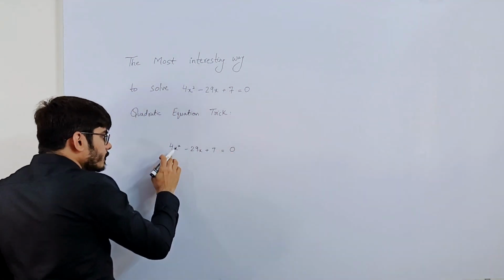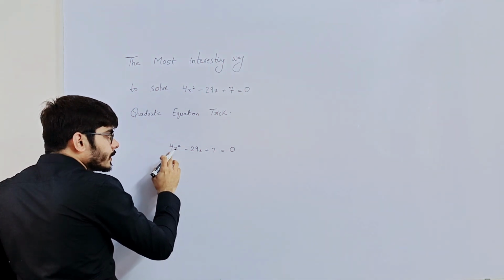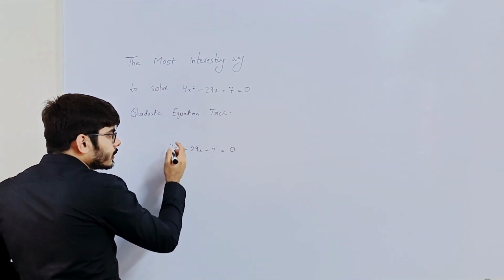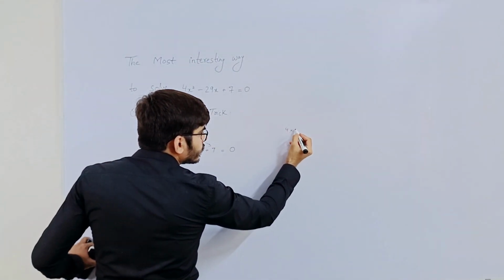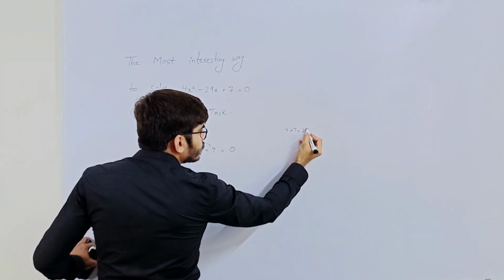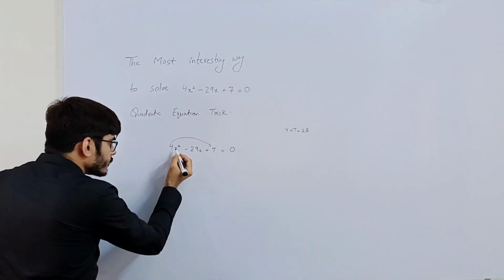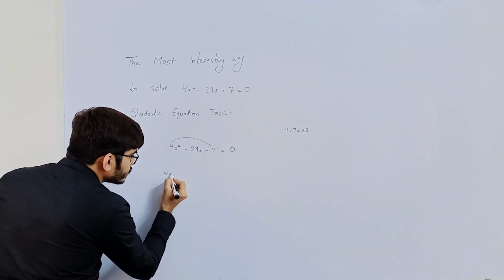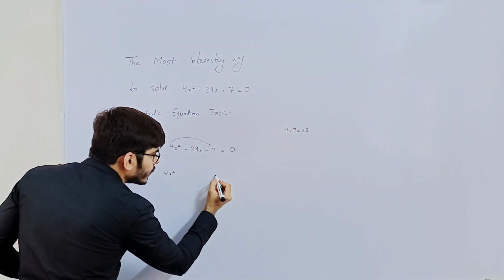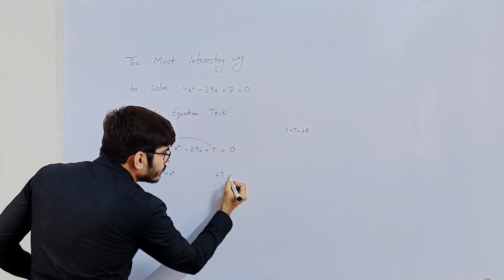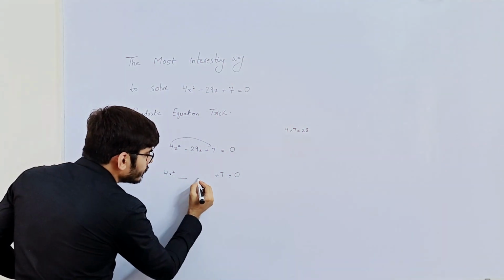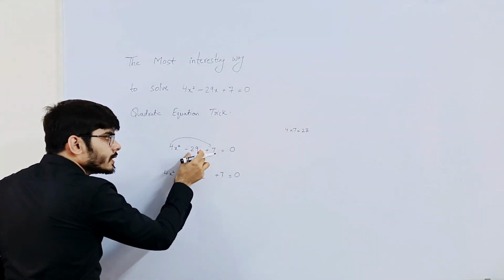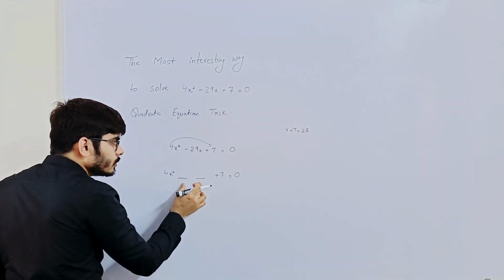Now we have to multiply the coefficient of x square, which is 4, with the last term. 4 times 7 equals 28. Okay, just write down the 4x square as it is and plus 7 as it is equals 0 as it is. We have to leave some space in the middle as we are going to break this middle term into two terms.